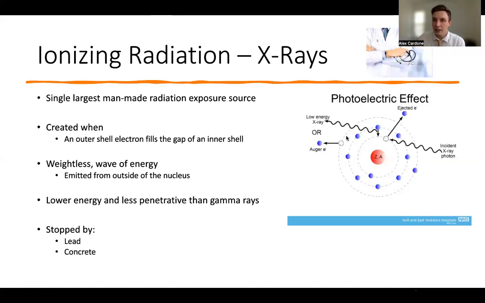Again, the red area is the nucleus of the atom. And so what happens is nothing interacted with the nucleus itself. All of this has to do with outside of the nucleus, unlike the alpha particle and the beta particle. Those both had to do with the nucleus itself decaying. And so this is a lower energy and it will be less penetrative than the gamma rays.